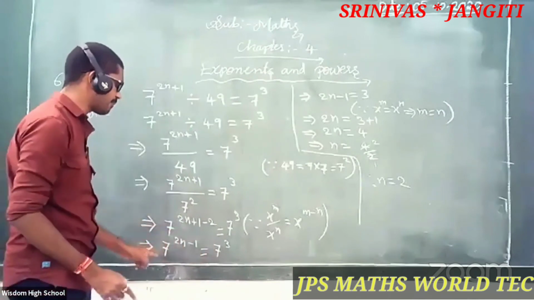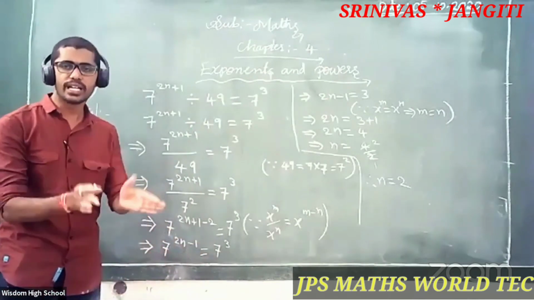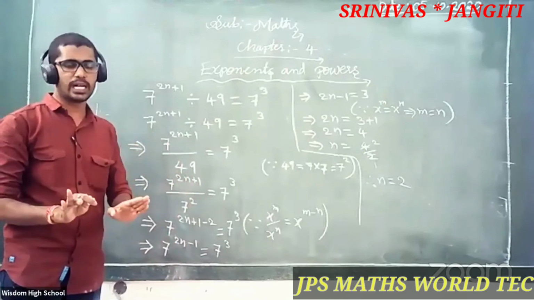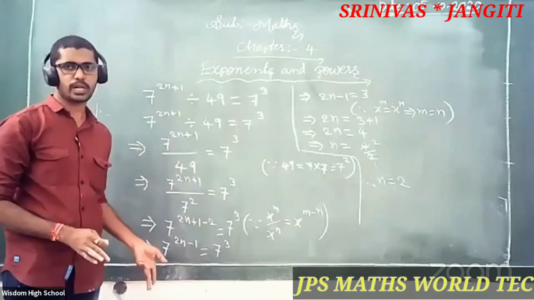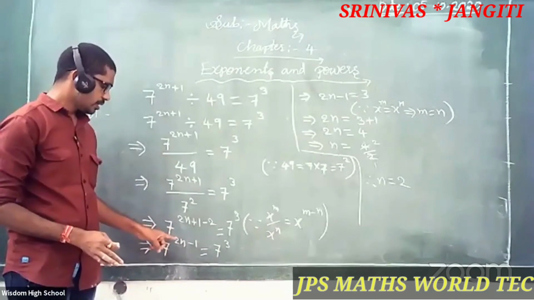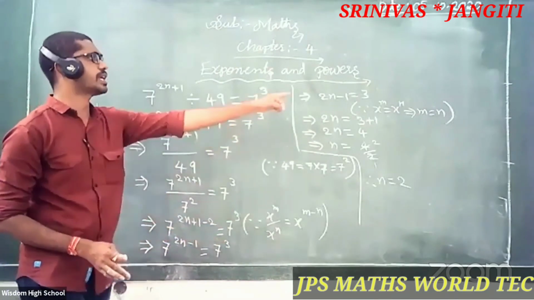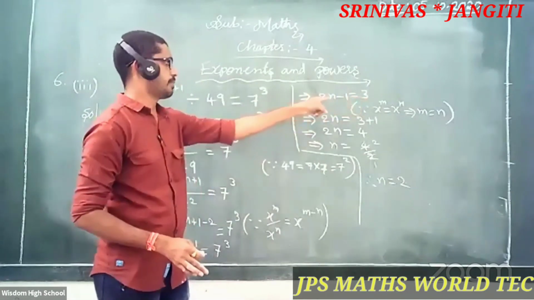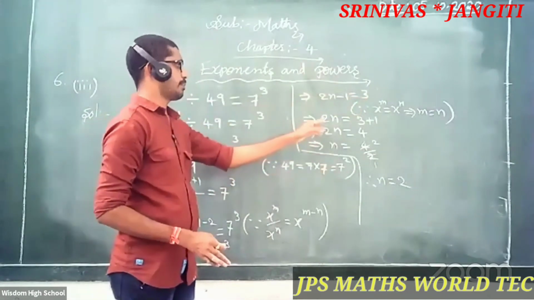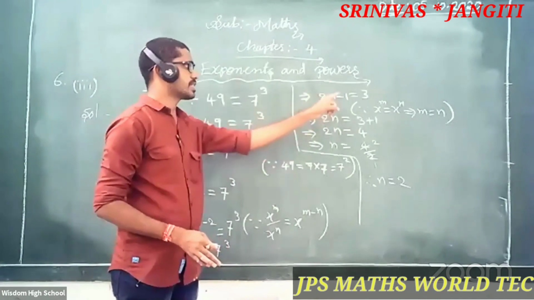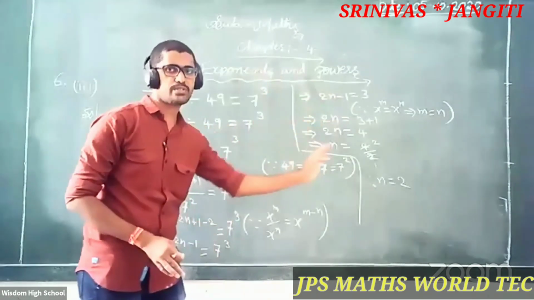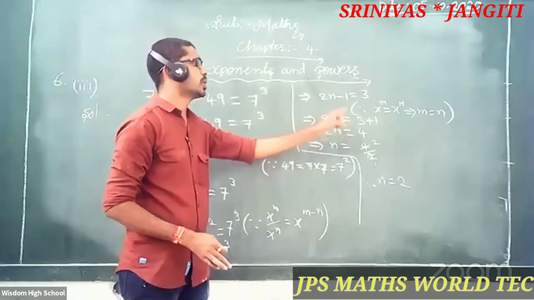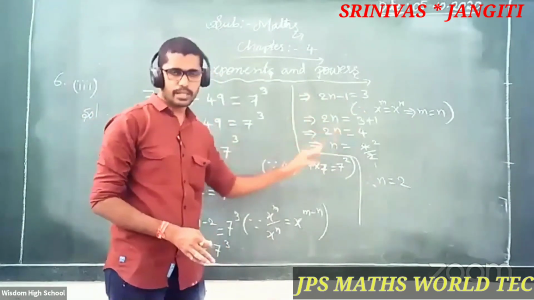It looks like the bases are equal, so the exponents are also equal. So 7 and 7, the bases are equal. The exponents are 2n minus 1 is equal to 3. That implies 2n is equal to 3 plus 1, because this minus 1 you transfer to that side, then plus 1. What do you get? Yes, 4.